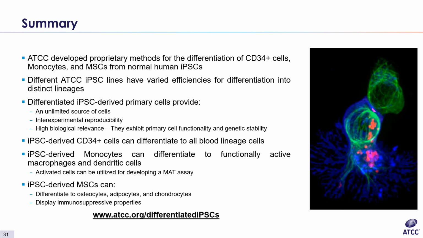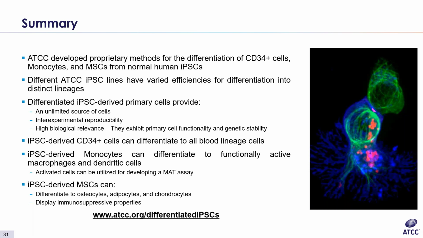So I can say that it's definitely not recommended to passage these cells. Don't try to expand or freeze them. They were designed actually to be used right out of the vial, hence the high number of viable cells. So we ship them out with approximately 3 × 10⁶ cells per vial, which is 3 or more times what we normally ship. And that's for the iPSC-derived CD34 positive cells.